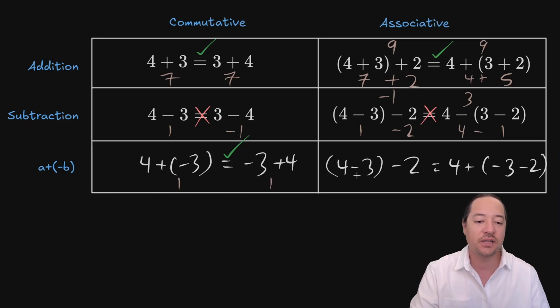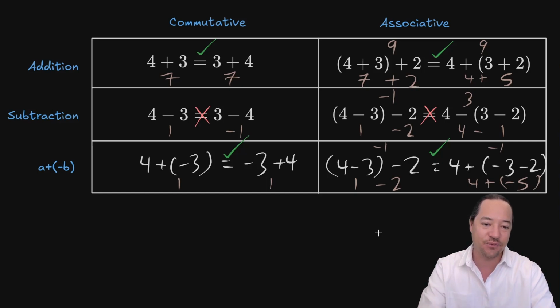What do we get here? Well, let's take a look. 4 minus 3 is 1. 1 minus 2 is negative 1. Okay. Over here we have negative 3 minus 2. That's negative 5. And we have 4 plus a negative 5. Well, that's a negative 1. And look at what we have. Negative 1 is equal to negative 1.